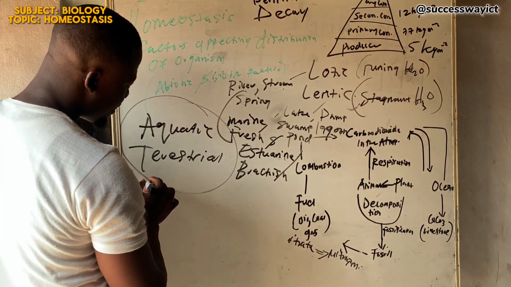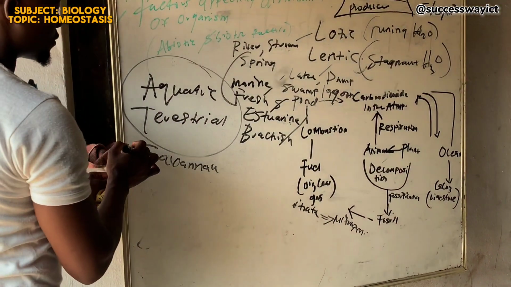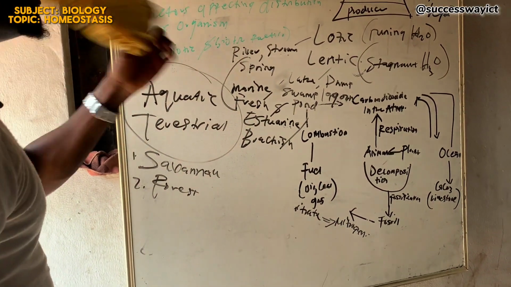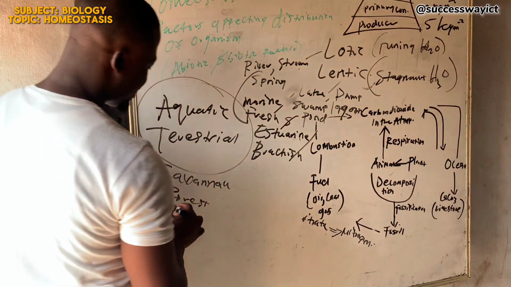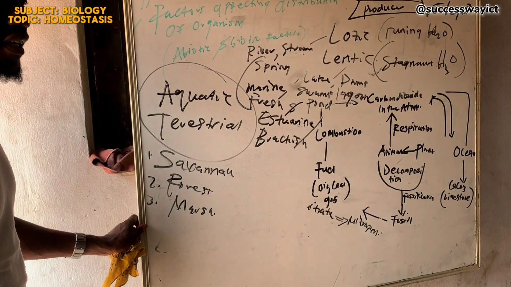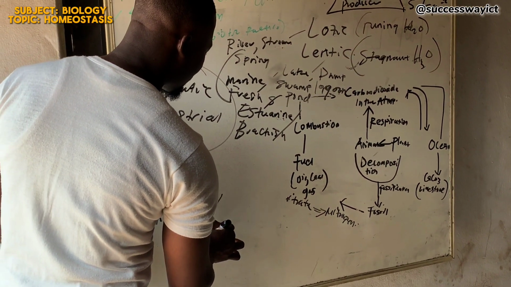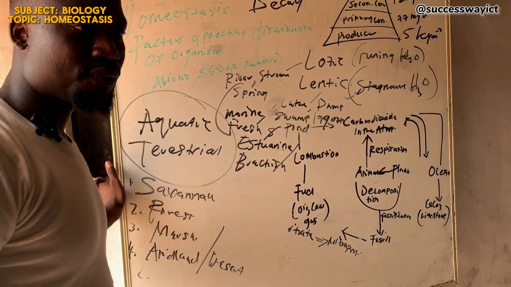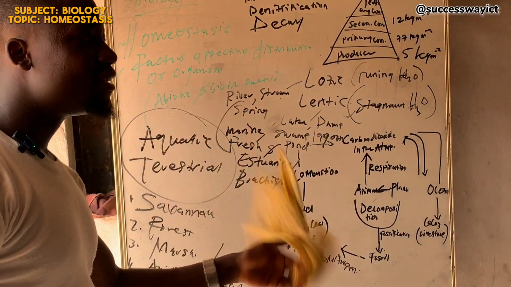You say one we have what? Forest. Correct. Marsh. What else? Arid land. Thank you. Arid land. Very good. What are the types of savanna? Okay, wait. Why is it called savanna?